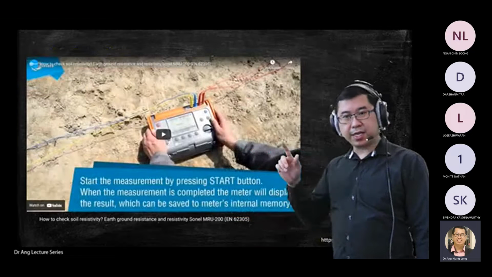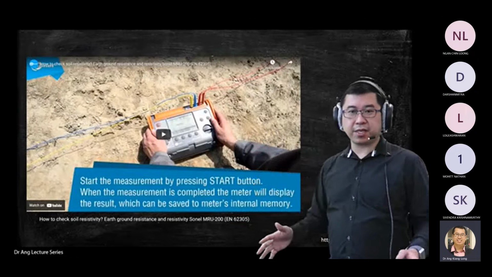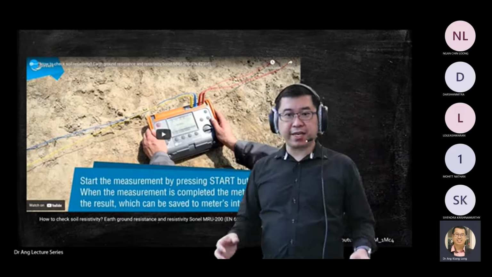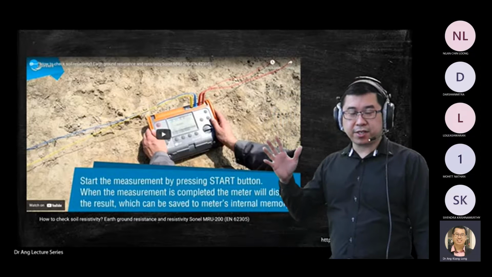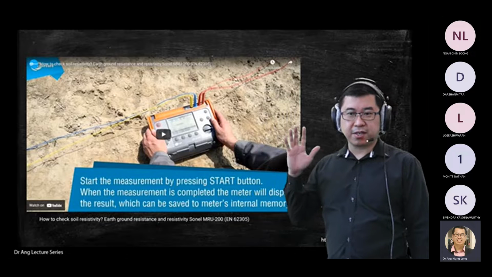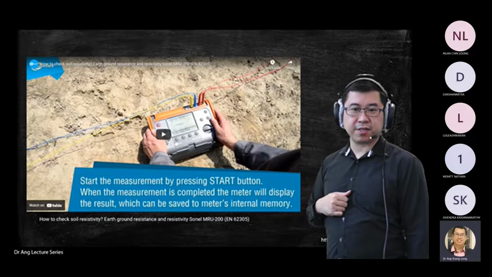So at least when you see some engineer plug something into the ground and there's a machine box he's looking at, it means very high chances that this engineer is doing soil analysis.